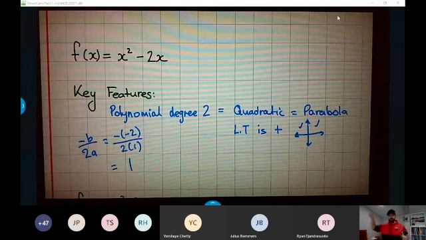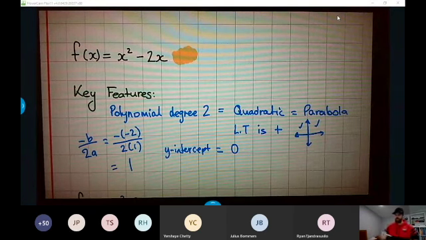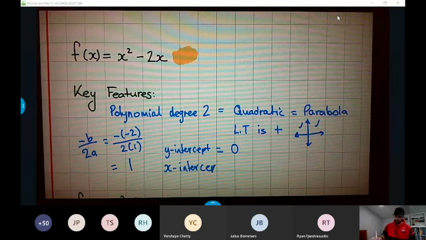If our axis of symmetry is 1, what else do we know about it? Do we have a y-intercept? Yeah, its y-intercept is 0. Cool. We know it's 0 because if we go back up to the original function, we have no random constant, plus c, shoved at the end of it. So our y-intercept is 0. If it's y-intercept 0, what are our x-intercepts?